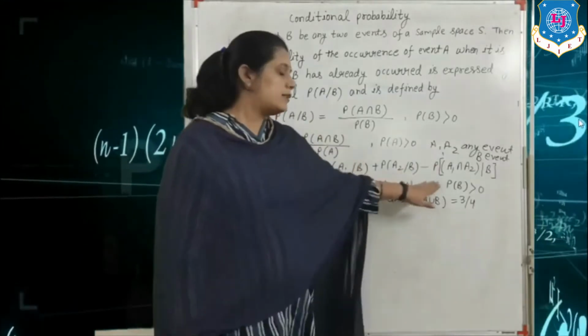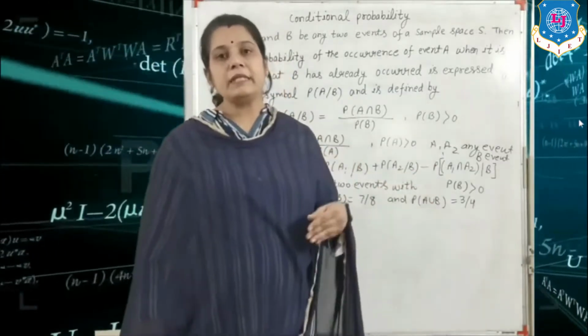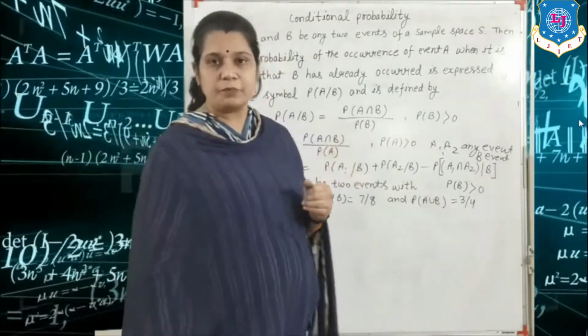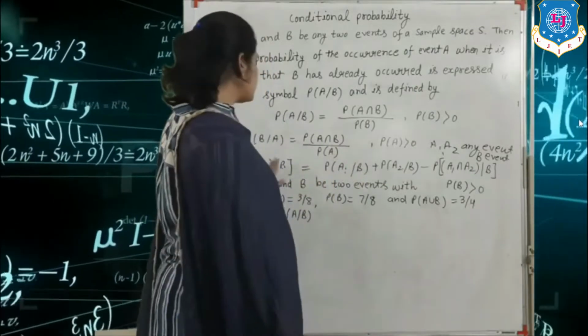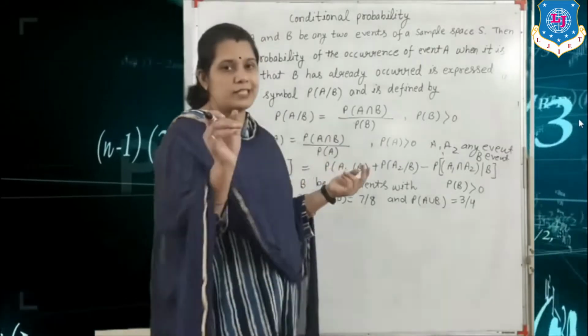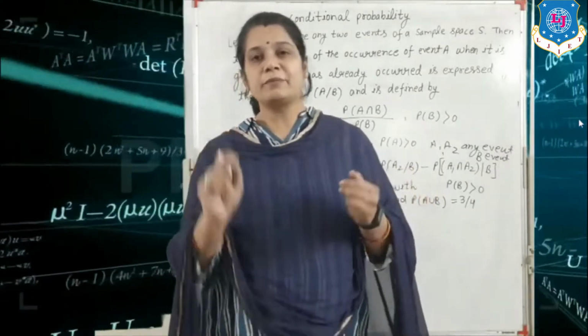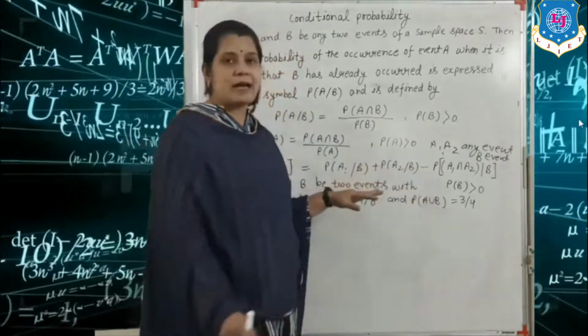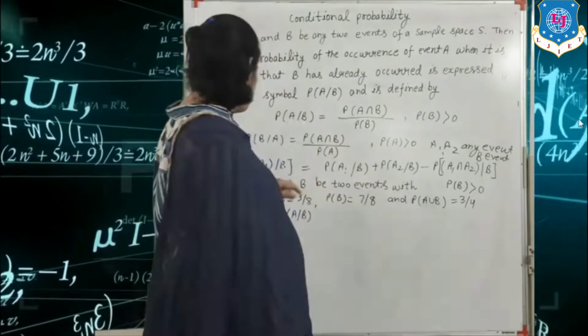And here the condition is probability of B greater than 0. Okay, so this is an example of the three conditions A1, A2 and D. This is one example that depends on the conditional probability.